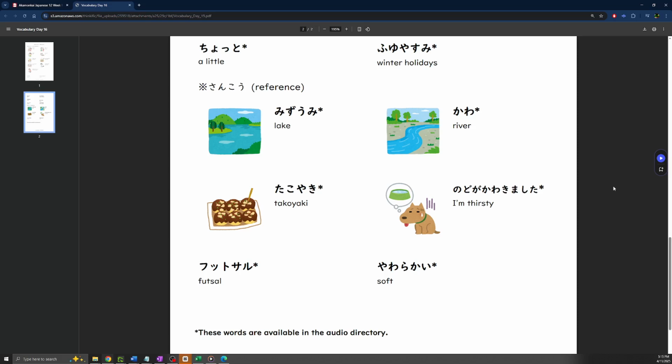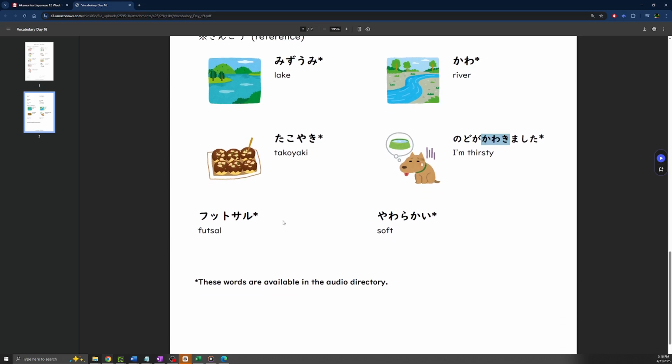In that case, is the kawaki the dry part? Yeah, I believe it's kawaku. Literally, to get dry. Okay. My throat is dry, dog. That's me. That's the dog. And I don't know what this is in English. Futsal? What is it? Yeah, what is?